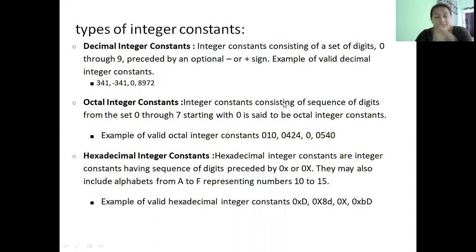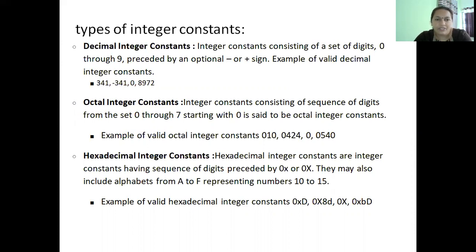The decimal integer constant consists of a number from the decimal number system. The allowed set of digits for these constants are from 0 to 9. These are preceded by a plus or minus sign. Some valid decimal integer constants are 341, minus 341, 0, 8972. You must observe that the possible digits in these numbers are 0 through 9.